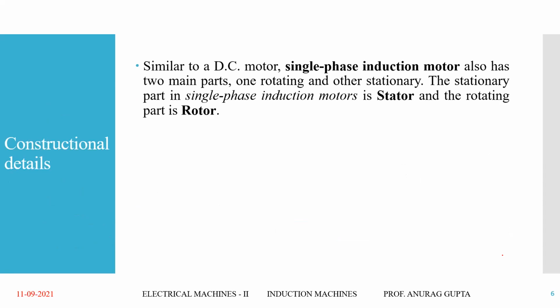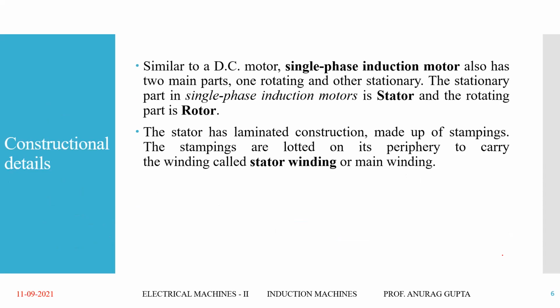Now, similar to a DC motor, a single phase induction motor also has two main parts, as you know very well. Every machine has two main parts, one rotating and the other stationary. It is common sense that the stationary part is called the stator and the rotating part is called the rotor. In a single phase induction motor, the stator has a laminated construction made up of stampings.